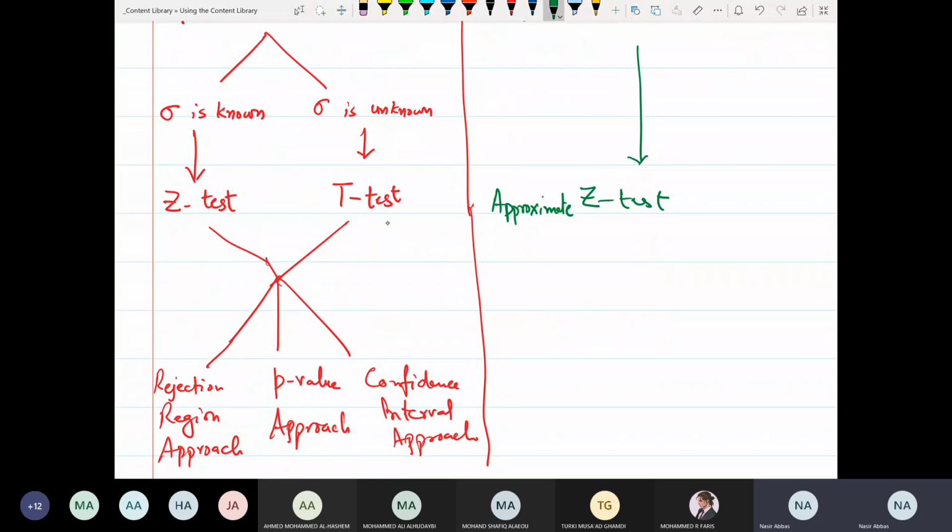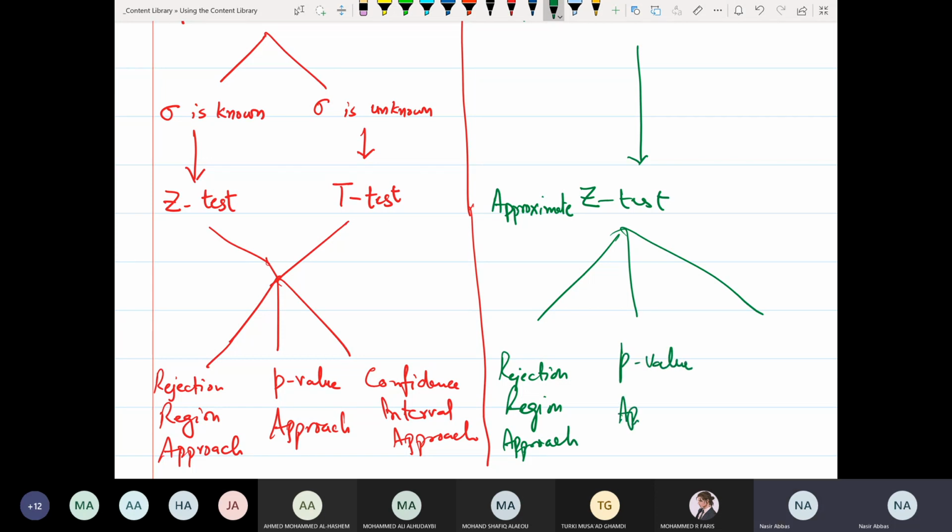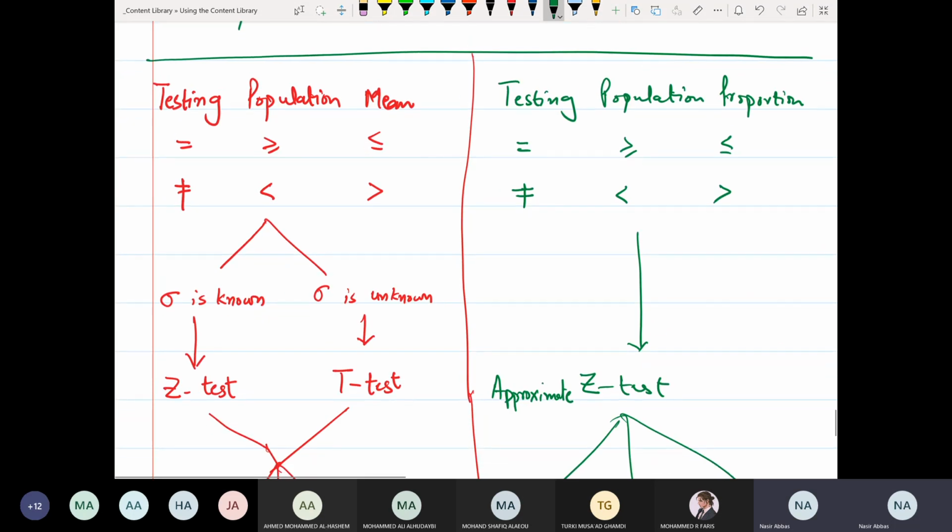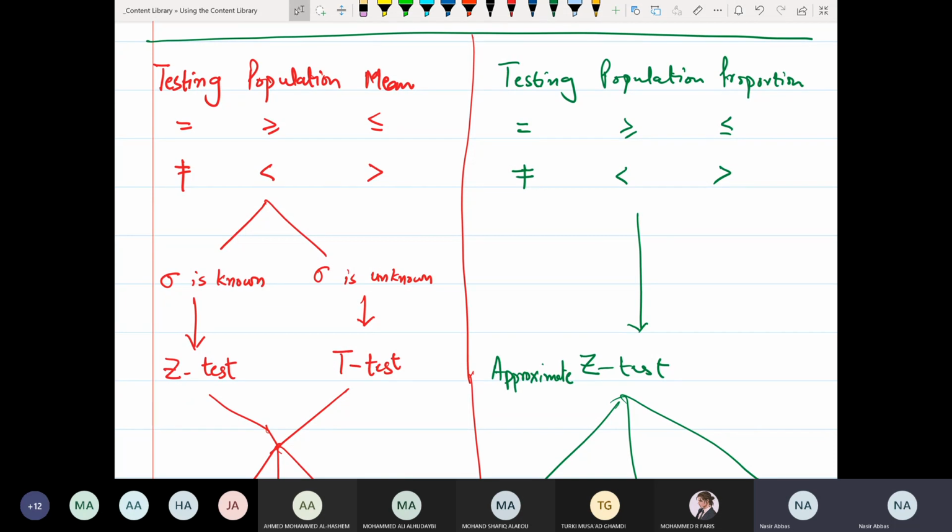And again, for this approximate z-test, we got the three approaches. We got the rejection region approach. We got the p-value approach. And we got the confidence interval approach. This was all your chapter 9. This is the whole summary of chapter 9.